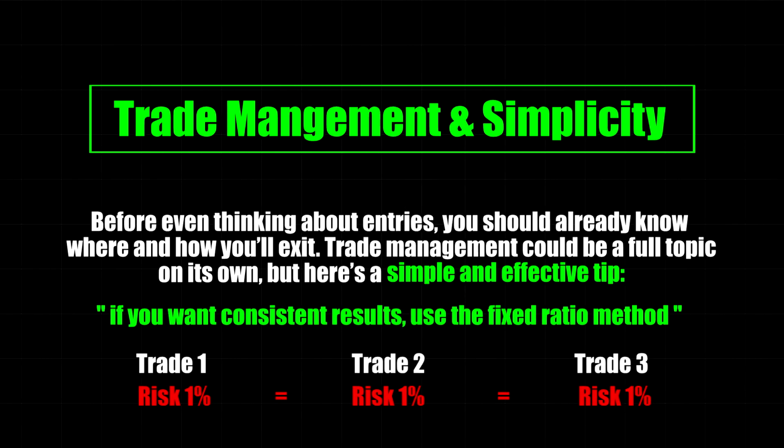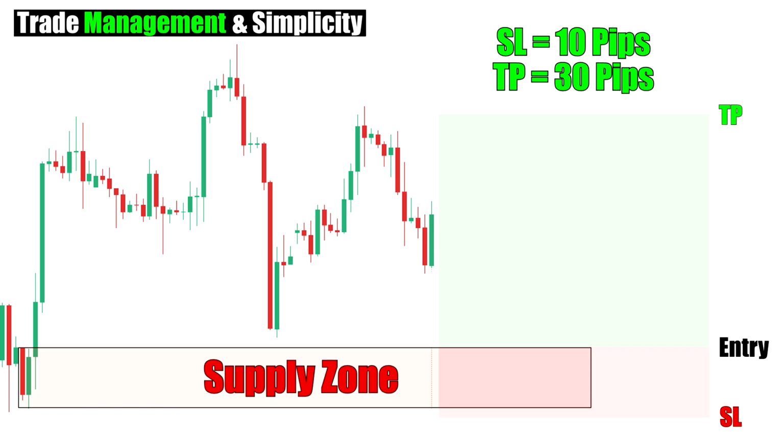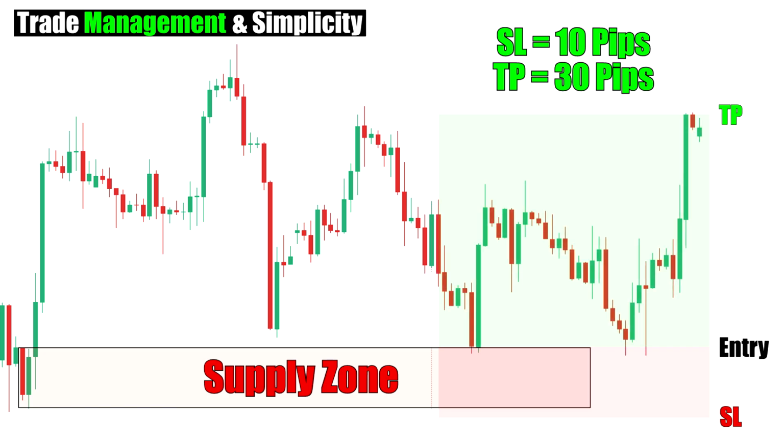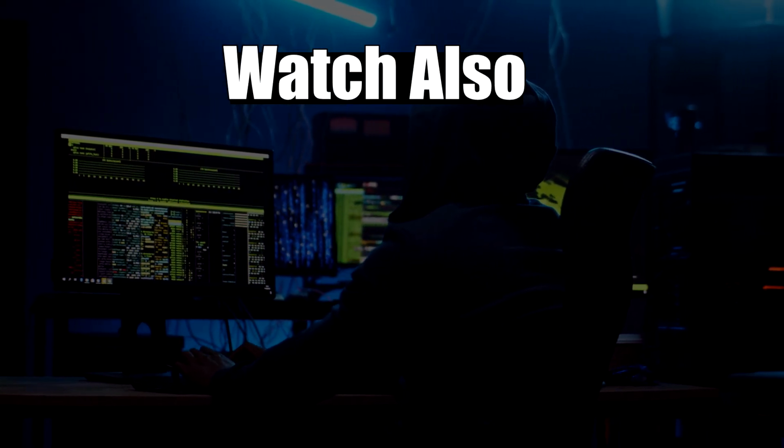If you want consistent results, use the fixed ratio method. For example, always aim for a reward of 3R, which means that the profit targeted is 3 times bigger than your risk. This set and forget approach removes emotional decision making and avoids second-guessing technical targets. And remember that trading is a probability game, and sticking with fixed risk reward ratios helps keep the probabilities on your side.